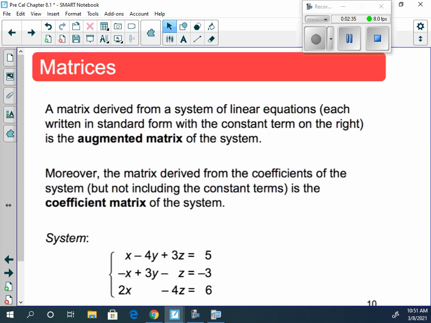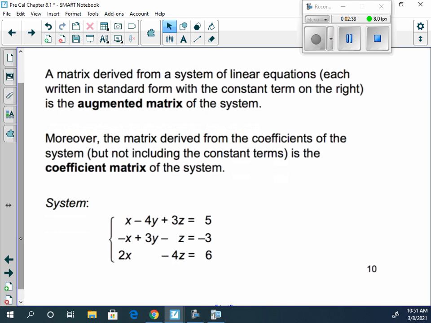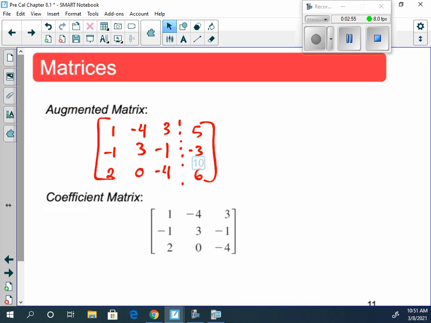Now, a matrix derived from a system is written in the form with the constant terms on the right in the augmented matrix of the system. Moreover, we have the coefficient matrix of the system. If we take a system of equations, we can write it in augmented or coefficient form, and there's a main difference between the two. An augmented matrix has the numbers in front of the x, y, and z, any of the variables, with a dotted line and what it's equal to. The coefficient matrix is just the coefficients, the numbers in front of the variables. And that's the only real difference between the two.